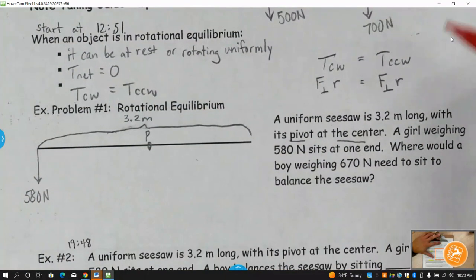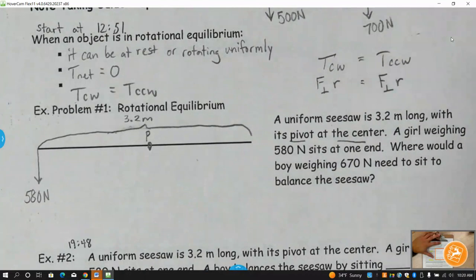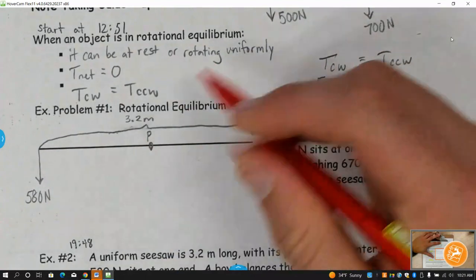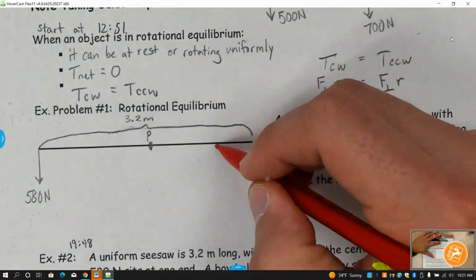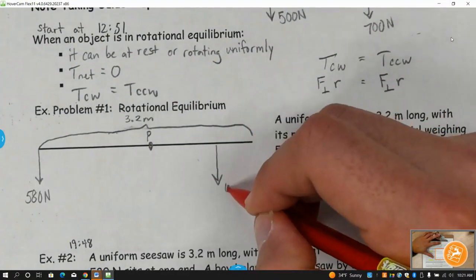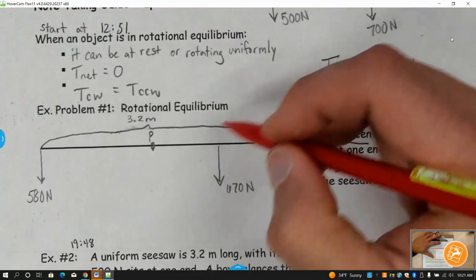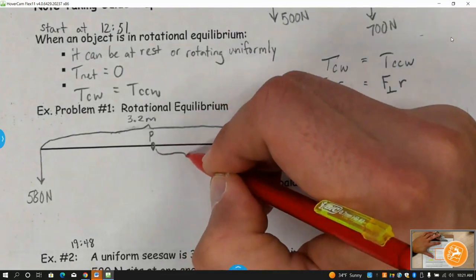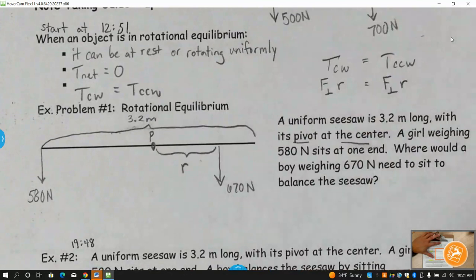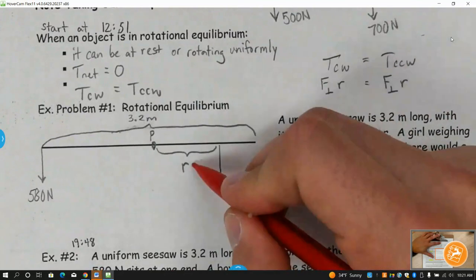And now, do you guys agree? If someone's heavier, they need to be a little bit closer if we want to get the seesaw to be flat. So the boy needs to be closer than the girl. We don't know that distance yet, so I'm just going to draw a little vector here. This is the boy. He's 670 newtons. We need to figure out how far he needs to be from the pivot point. We need to know R. R is our question mark here.